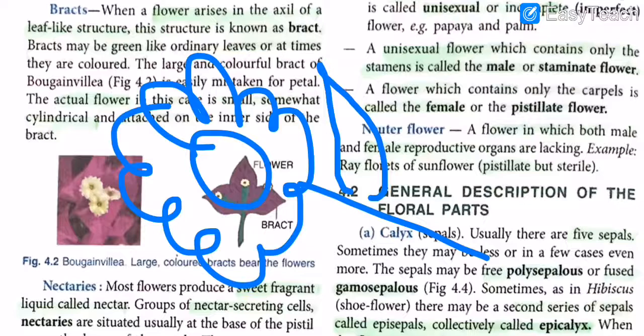Now, bracts can be colored or green, but the shape may also look like a flower, and that's why it is mistaken very often. They're basically normal leaves, but they're mistaken to be petals. So again, it can be colored or just a normal leaf. The large and colorful bract of bougainvillea is easily mistaken for a petal. The actual flower in this case is small, somewhat cylindrical, and attached onto the inner side of the bract.